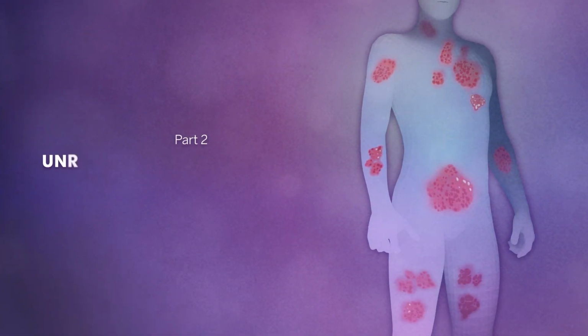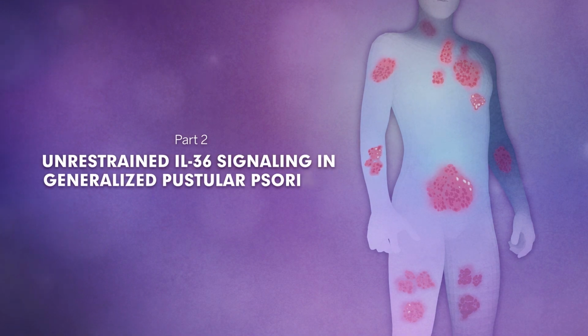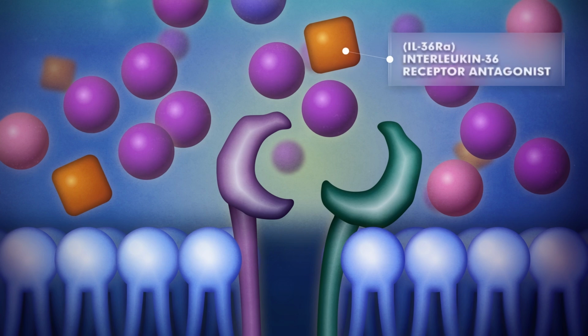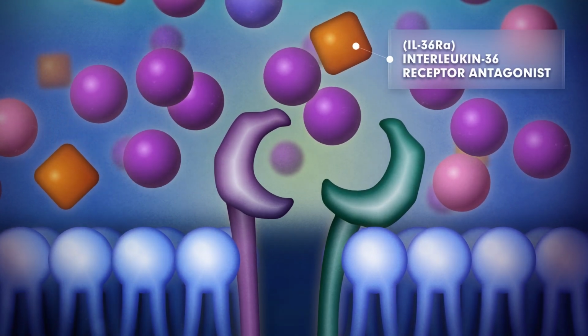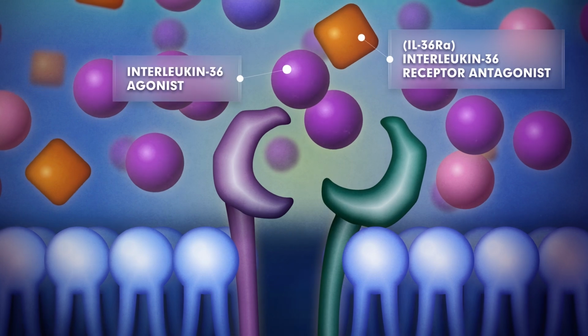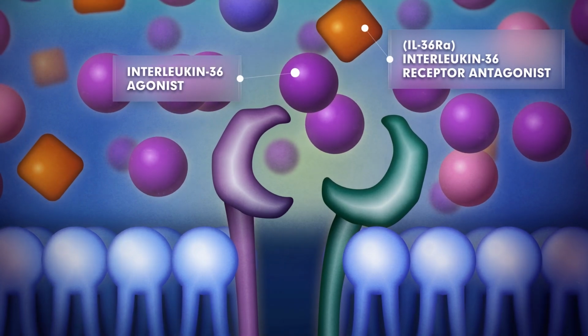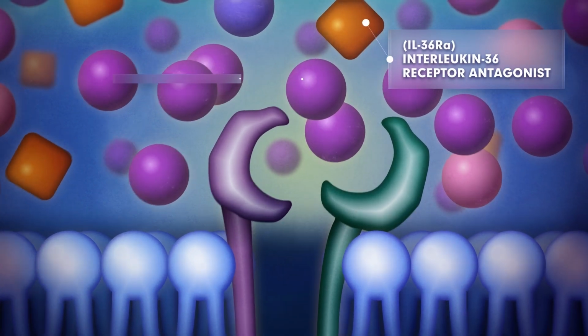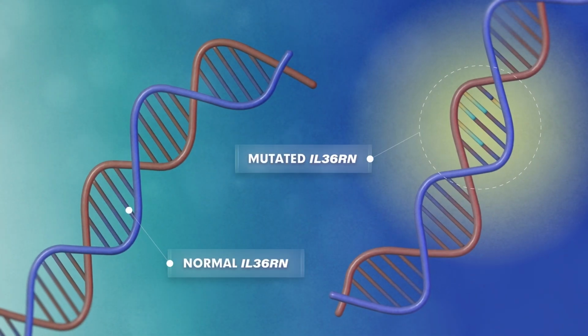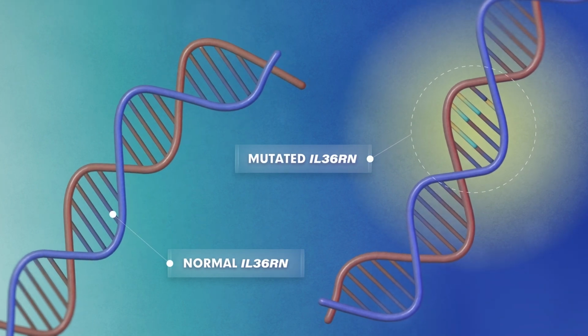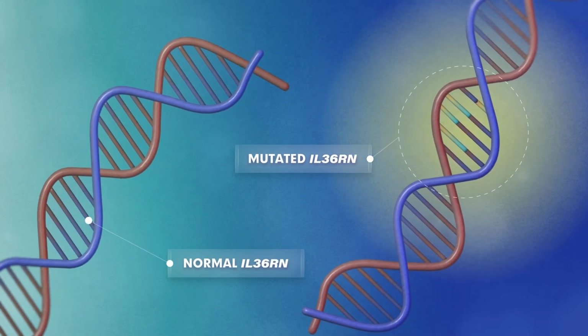Interleukin-36 signaling is unrestrained in people with GPP. In people with GPP, functional interleukin-36 receptor antagonists may be overwhelmed by a huge excess of interleukin-36 agonists, resulting in incomplete receptor blockade. Up to around 70% of people with GPP may have biallelic loss-of-function mutations in the gene encoding the interleukin-36 receptor antagonist.